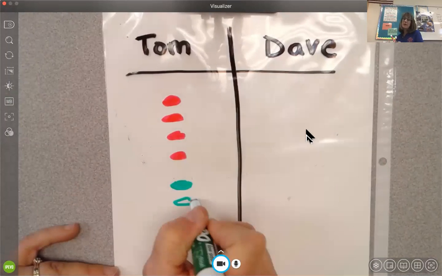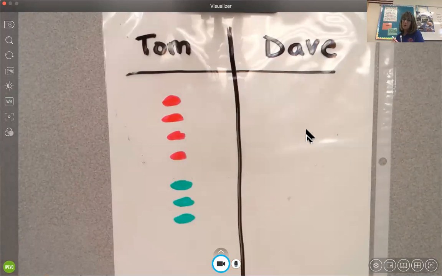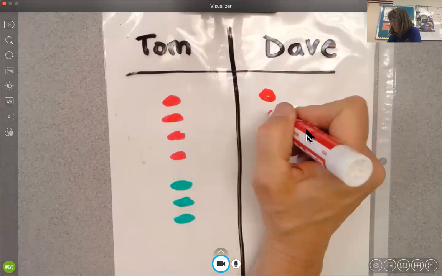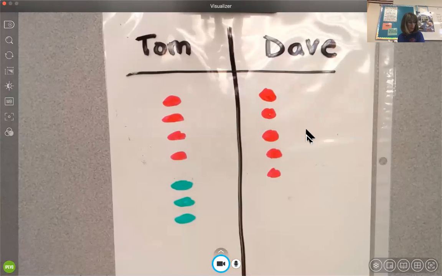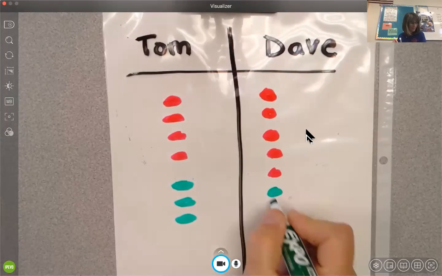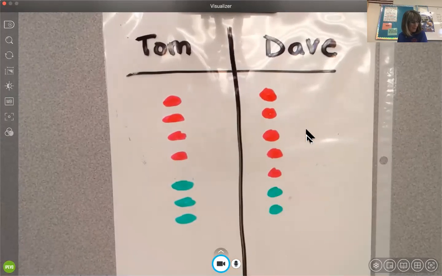So I have 4 red cars and 3 green cars. Tom does, I should say. And see, my math drawings are super fast. They're not too artistic. Dave, on the other hand, has 5 red cars. And he also has 2 green cars. Now, Dave thinks he has more cars than Tom. Is he right or not right?